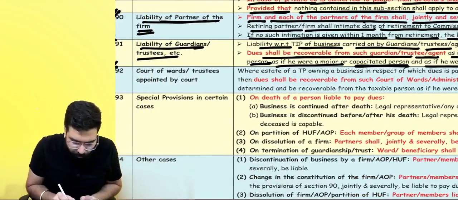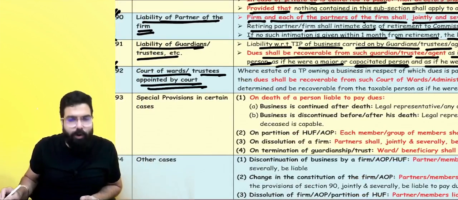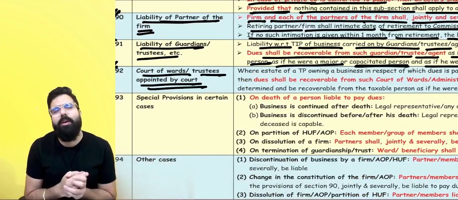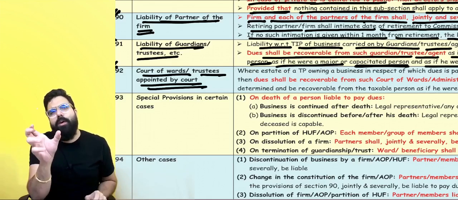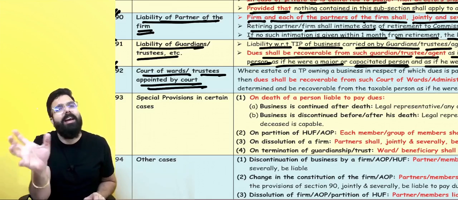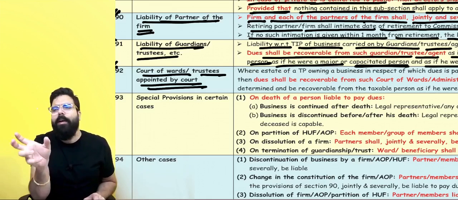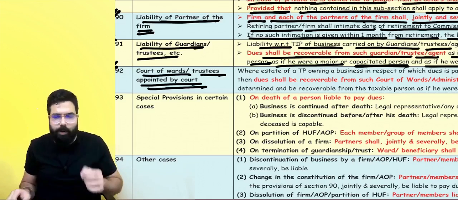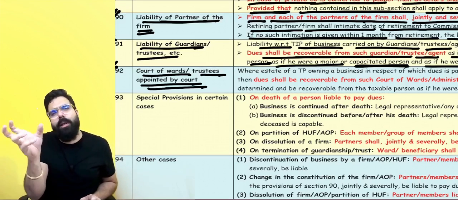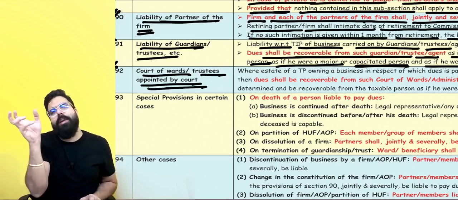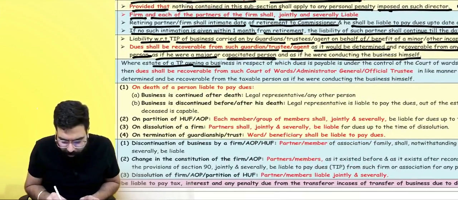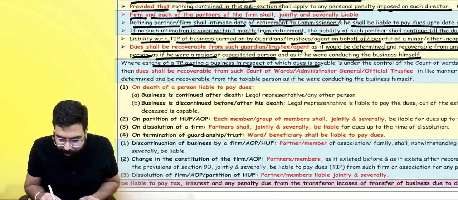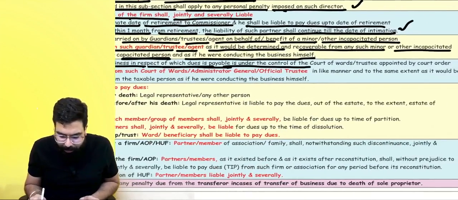Okay, sir. Court of ward or trustee appointed by court. Supposing there is a court of ward. A court of ward is a legal body appointed to take care of the property of the legal heirs. The court appoints a court of wards to take care of the property. So there is a court of ward or trustee appointed by the court where the estate of a taxable person owning a business in respect of which dues are payable.